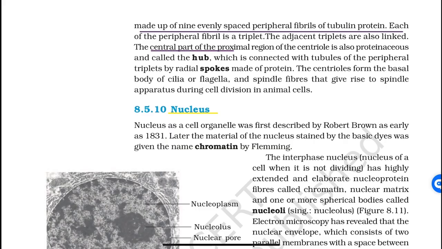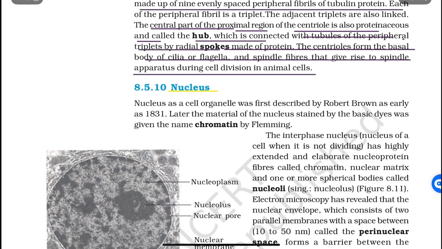The central part of the proximal region of the centriole is also proteinaceous and called the hub, which is connected with the tubules of the peripheral triplets by radial spokes made up of protein. The centriole forms the basal body of cilia or flagella and spindle fibers that give rise to the spindle apparatus during cell division in animal cells.